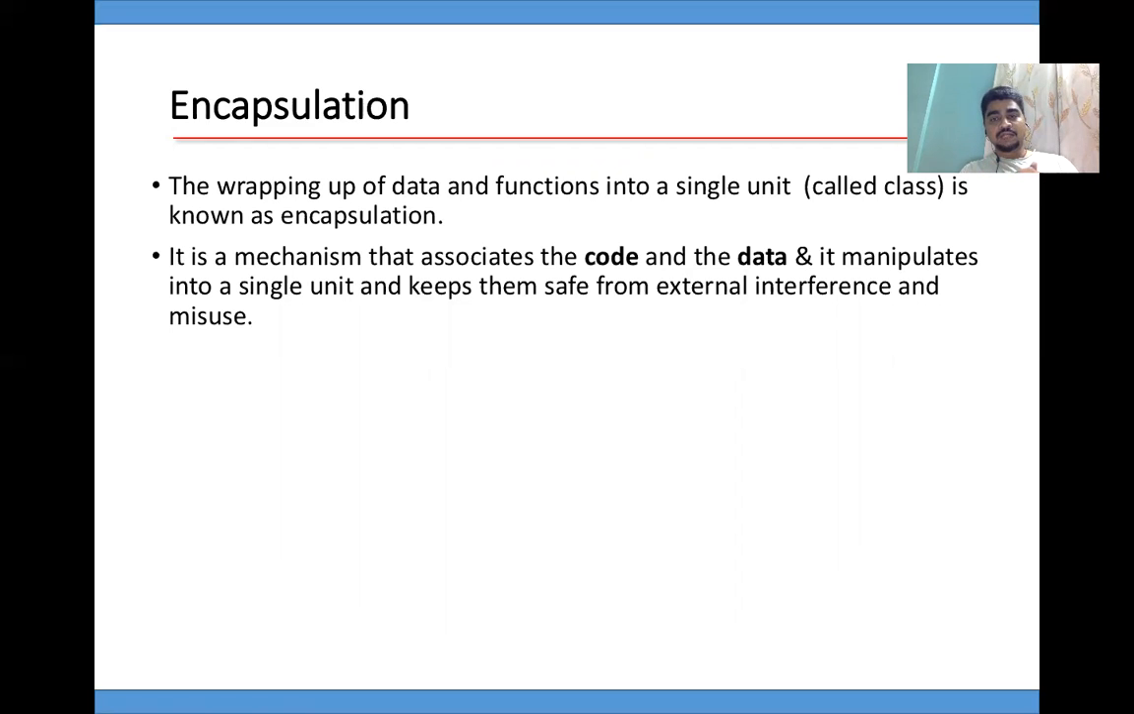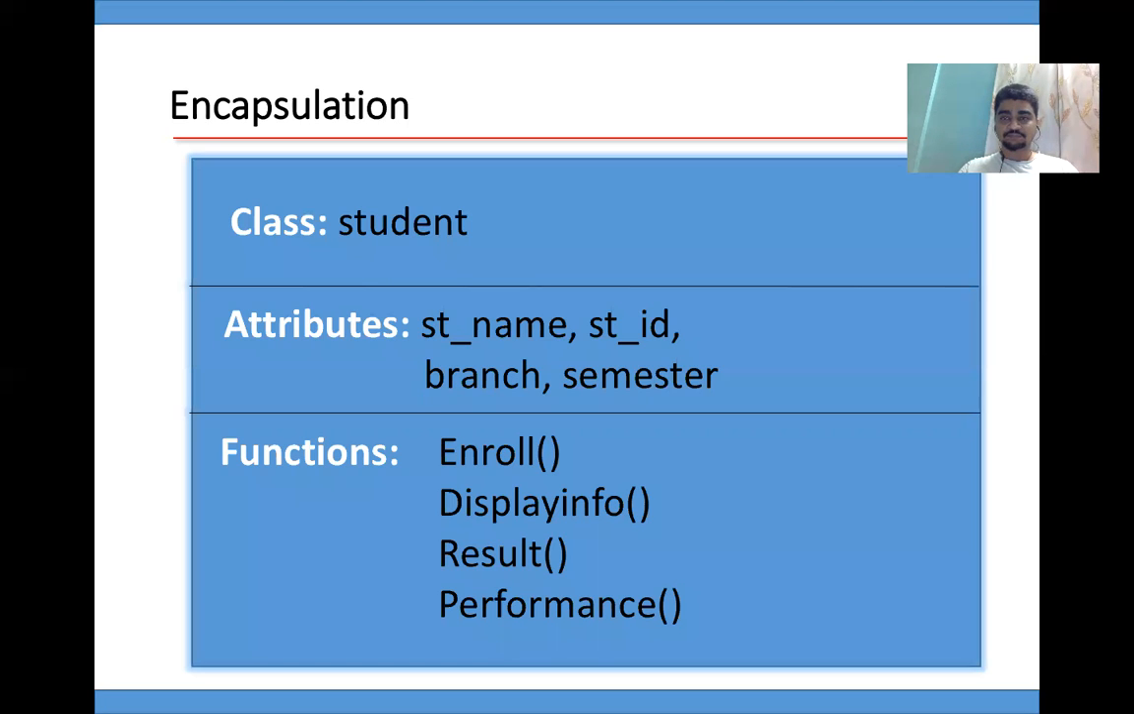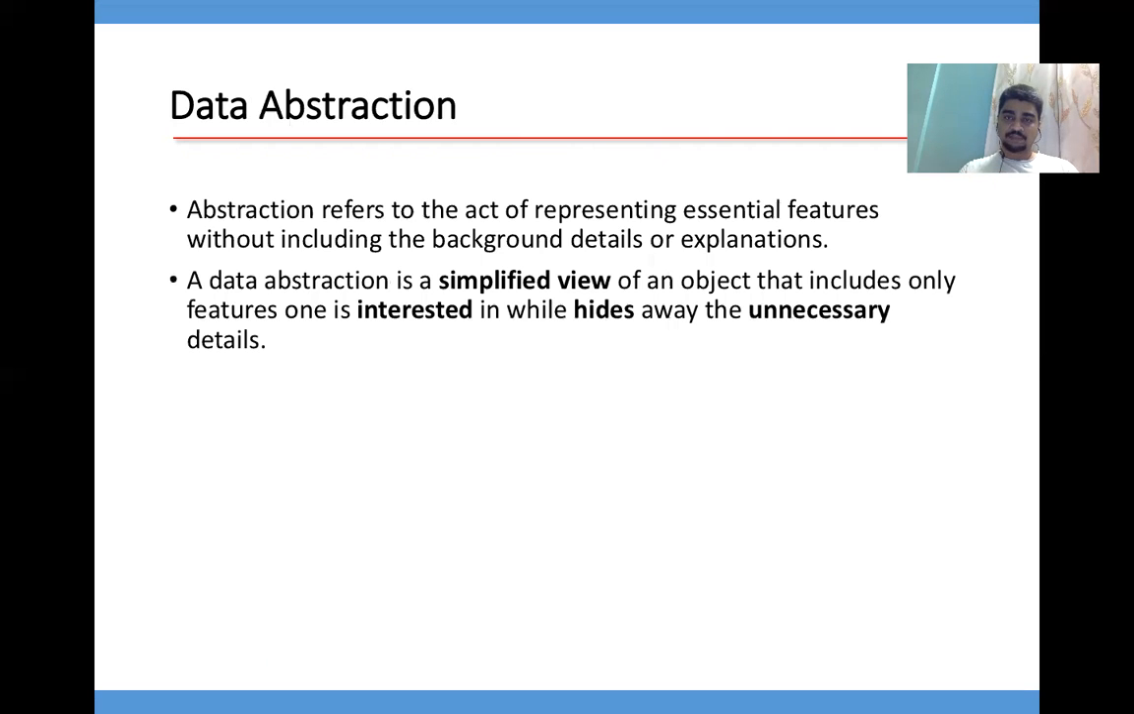So encapsulation is a mechanism that associates the code and the data, manipulates them as a single unit, and keeps them safe from the external interface and misuse. So as it is, keep this intact. It always restricts any kind of extraneous misuse. Encapsulation means it can encapsulate the class, which is the student class, with attributes and different functions.